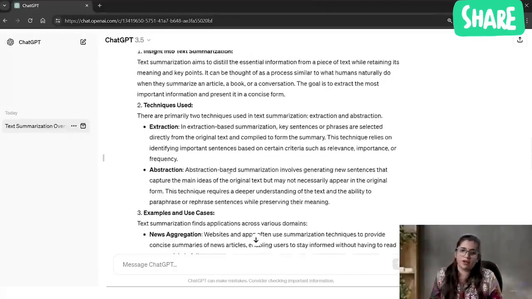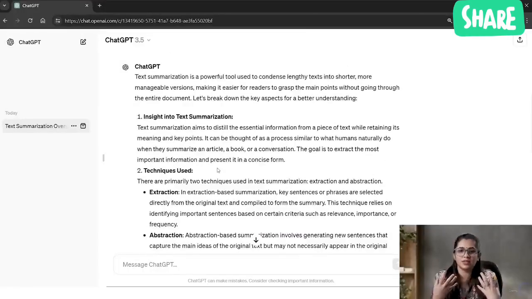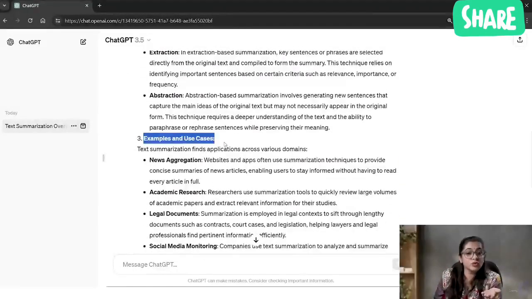Now, if you want more insights on text summarization, where you want it to explain different techniques, you need to tell it, please explain furthermore or elaborate furthermore on techniques used, on extraction or abstraction, or give me more examples, not applications, examples. So if you see here, it has given use cases, the applications across. It has not given examples.